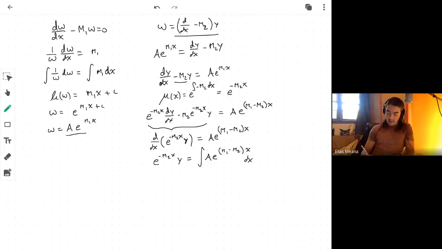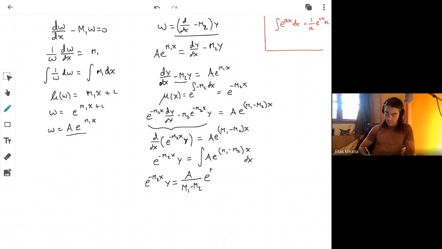Good. I'll put this in a little box up here. Anytime we have the integral of e to the power of ax, where a is any constant, this is always going to be 1 over a e to the ax plus c. That's exactly right. And so in this case, our a, that little constant in front of x, is m1 minus m2. So this is going to be e to the minus m2x times y equals a divided by m1 minus m2 times e to the m1 minus m2x, plus c.